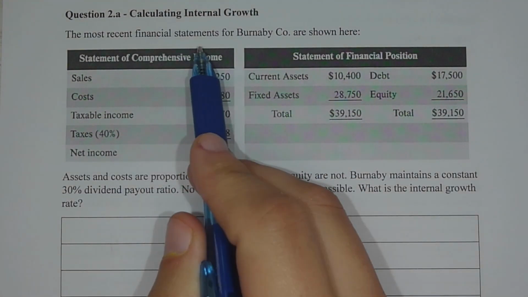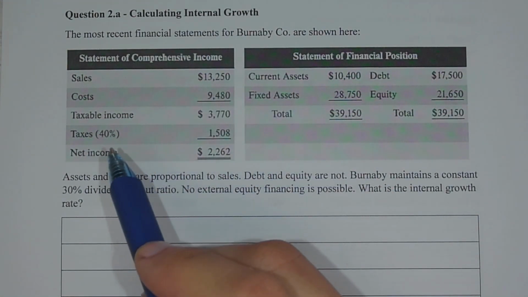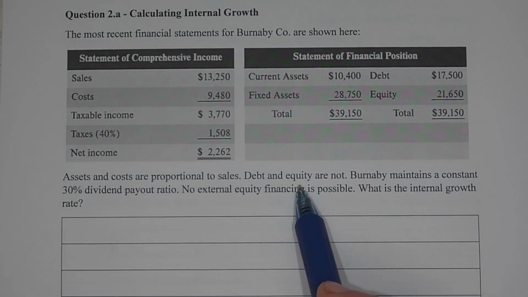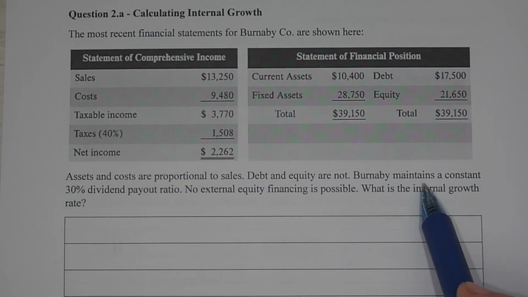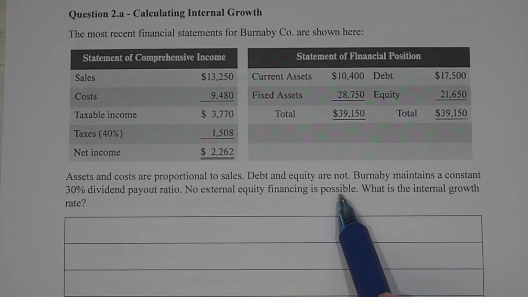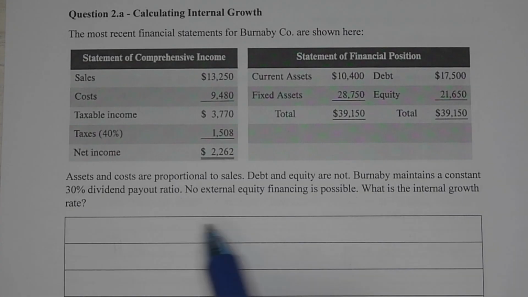The most recent financial statements for Burnaby Co. are shown here. Assets and costs are proportional to sales. Debt and equity are not. Burnaby maintains a constant 30% dividend payout ratio. No external equity financing is possible. What is the internal growth rate?